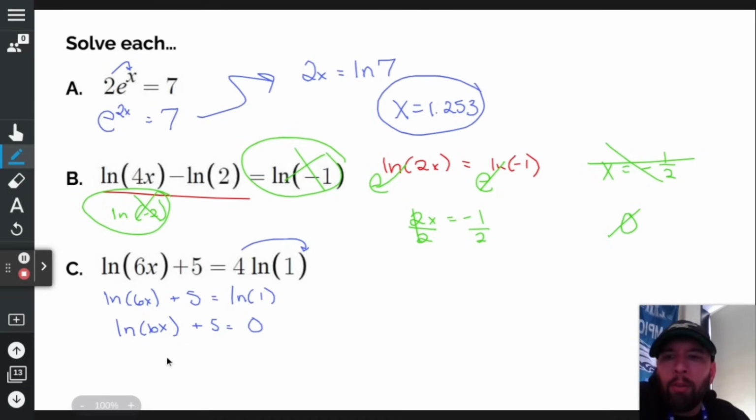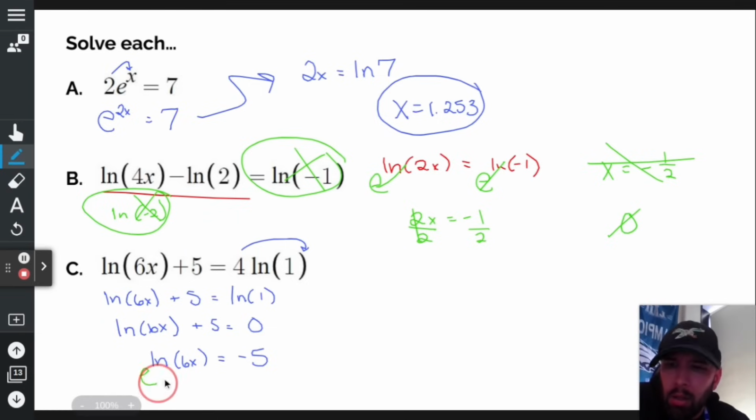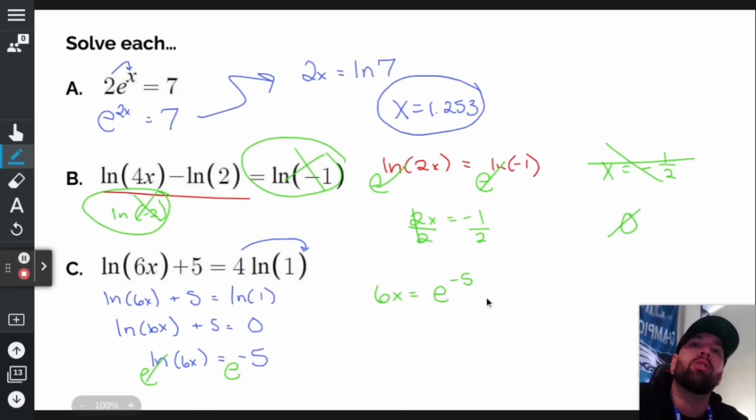But now I have this. I'm going to subtract 5 from both sides, and I get ln of 6x equals negative 5. Okay, ln, I'm going to take the e to the of both sides. That crosses out and leaves me with 6x equals e to the negative 5th. So in my calculator, I'm going to do 2 steps. I'm going to find out what e to the negative 5th is, divide both sides by 6. That'll get me my guy.